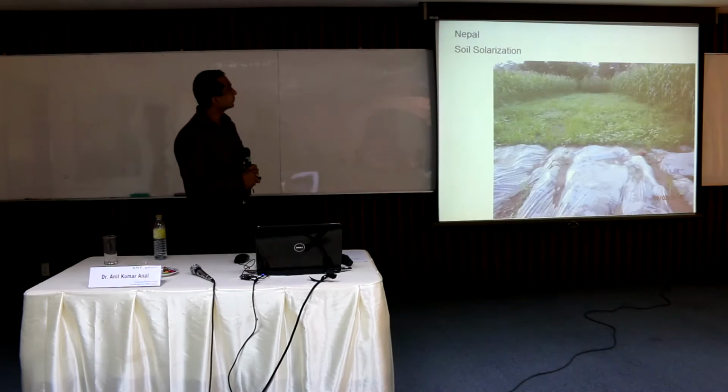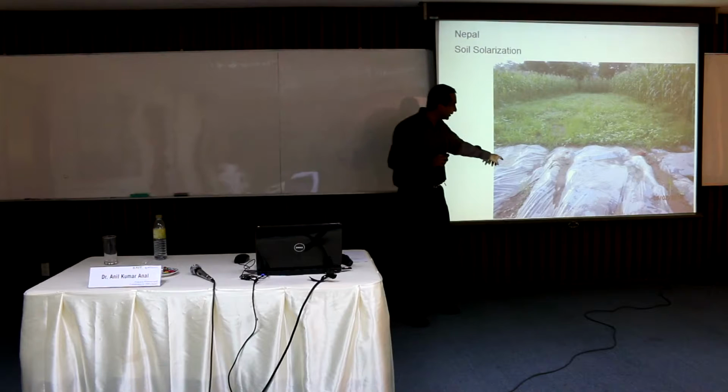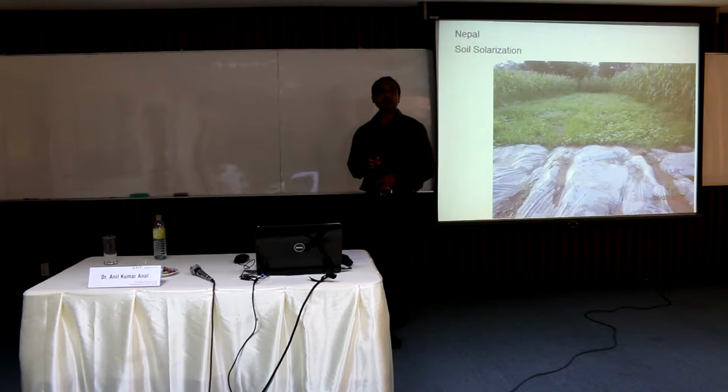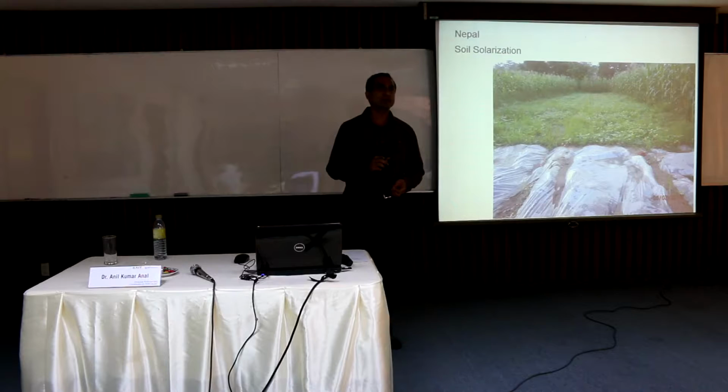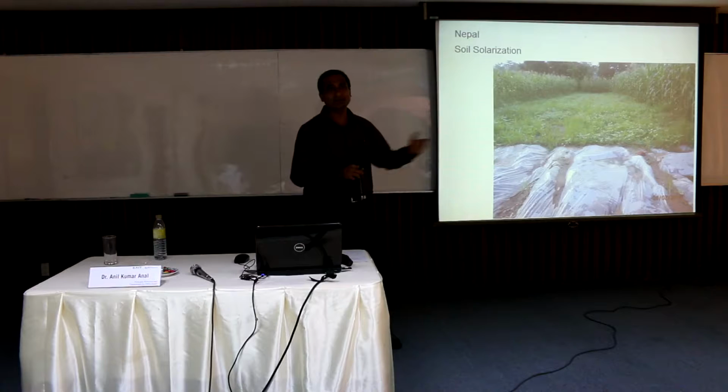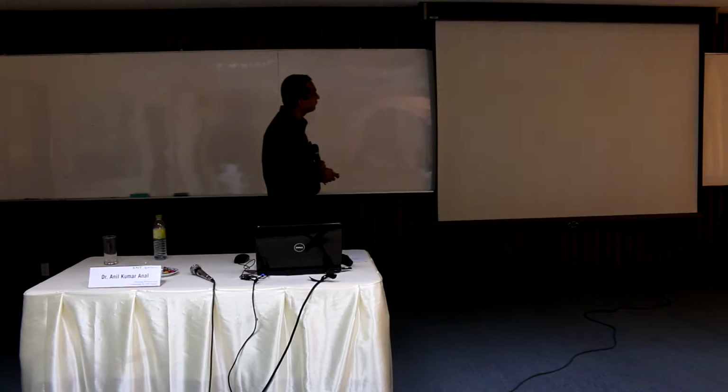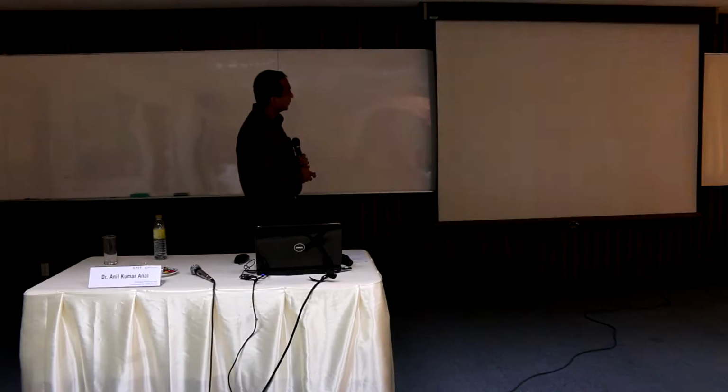This is some of the fields in Nepal. We provided this plastic, but they did not use it in a proper way. If you are using this technology, there are some guidelines you have to follow. But as I said, it is not very easy to convince the farmers, or if you tell them to do it in a proper way, maybe they are not doing it properly. So sometimes we blame the technology, saying it is not working, but maybe the farmers are not using it in a proper way. That is what we have found. There are several steps of soil solarization, but the idea I have already told you.